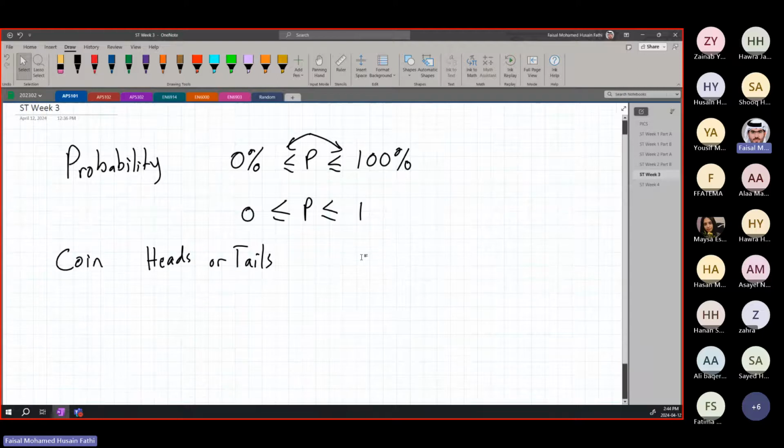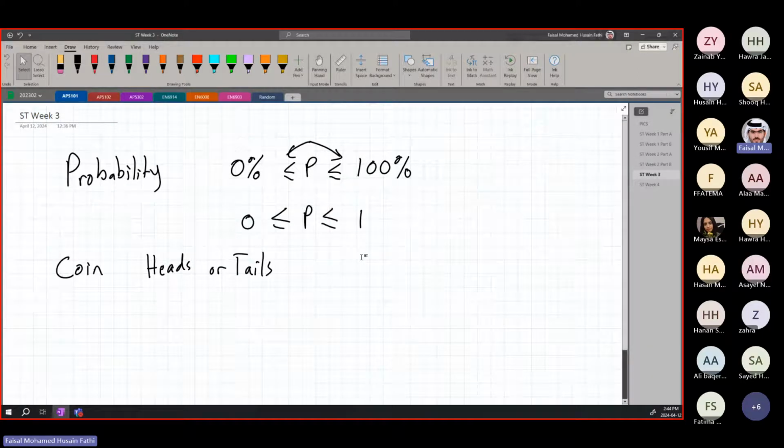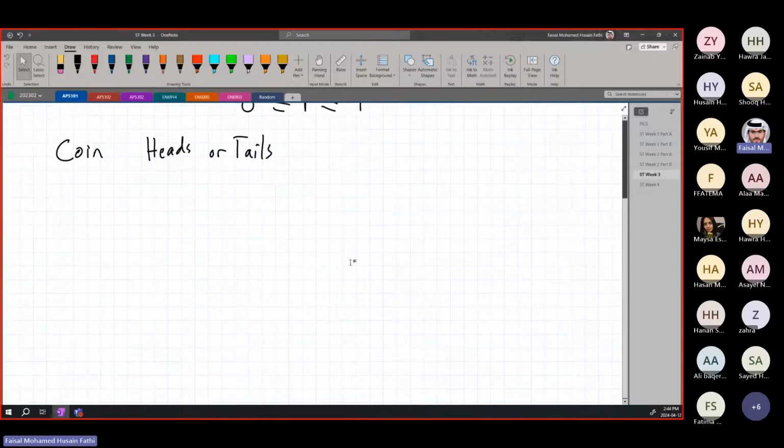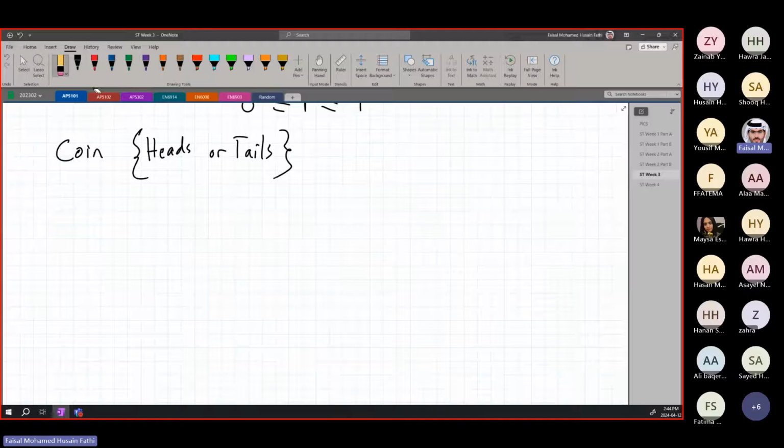If you watch football, they're always flipping a coin at the beginning to see which side will start. The whole idea is there's a chance it will be either heads or tails. So what does that mean? It means the outcome can either be heads or tails. This is what we call our sample space. The sample space is basically all the choices that you have, so in this case it can be either heads or tails.